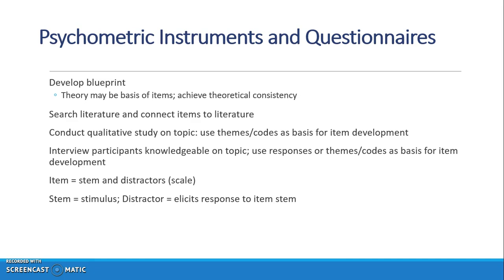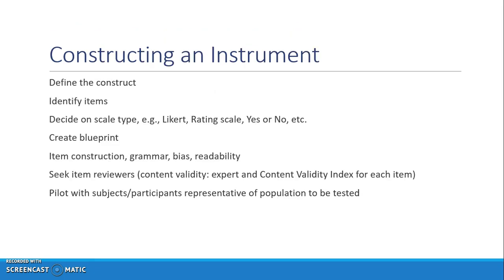Remember that when you're talking about an item, that is the stem, and you also have distractors. The distractors are the scale, and a lot of times that language is applied to tests. The stem is the stimulus, and the distractor elicits the response to the item stem, or pulls it out of the participant.